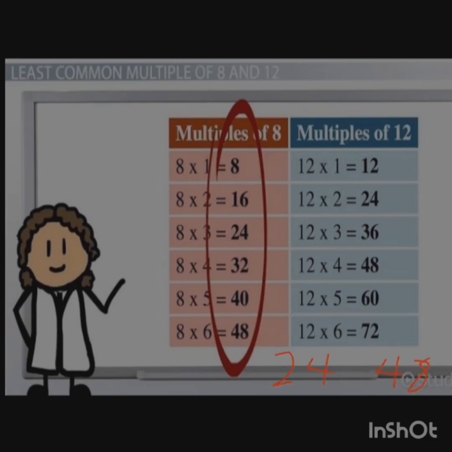Do you notice what I just noticed? I noticed that 8 and 12 have a common multiple, or similar multiple, in 24 and 48. If you look at 8 times 3 is 24 and 8 times 6 is 48. You go to 12, you can see that 12 times 2 is 24 and 12 times 4 is 48. So both 24 and 48 are similar multiples or common multiples of 8 and 12. Is that understood? Thank you.